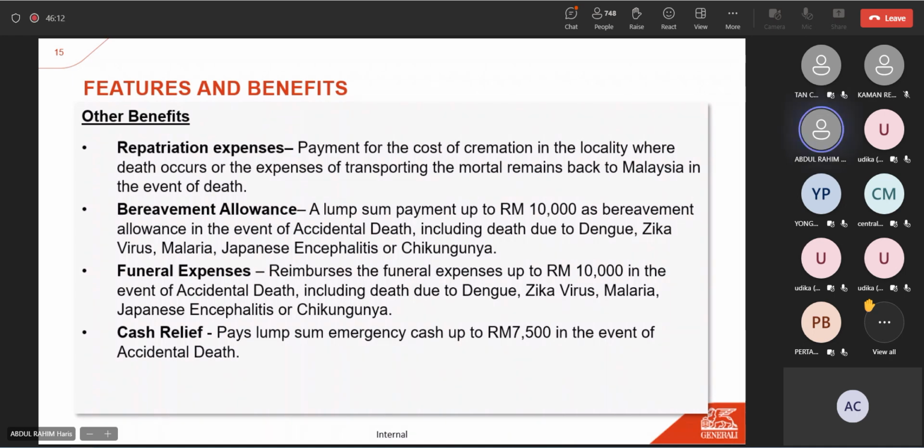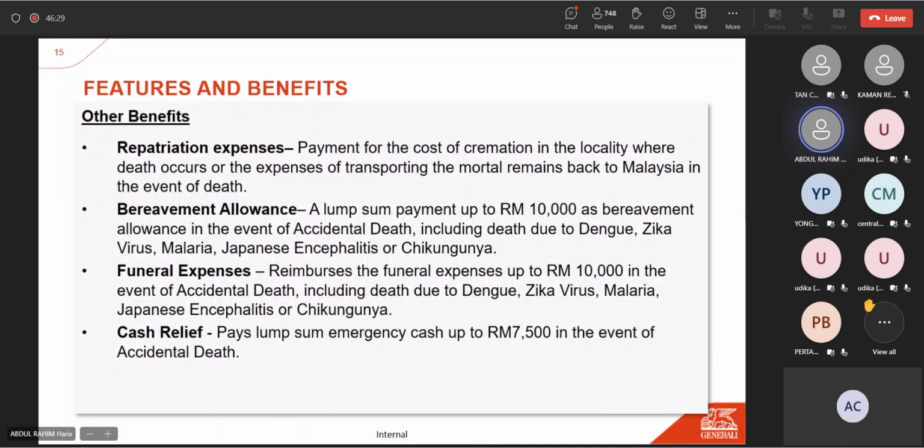Moving on, repatriation expenses. This pays for the cremation in the locality where the death occurred, or the expenses of transporting the mortal remains, meaning bringing the body back to Malaysia in the event of death.